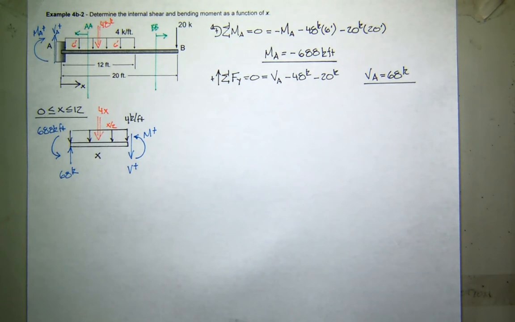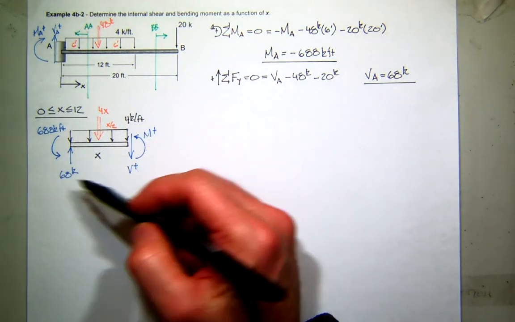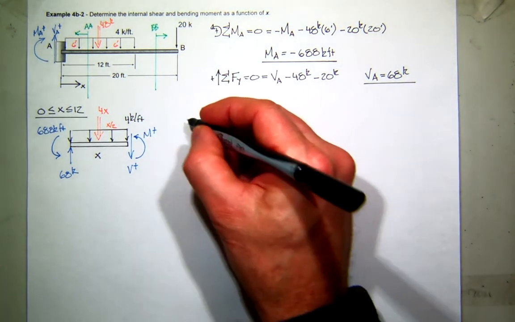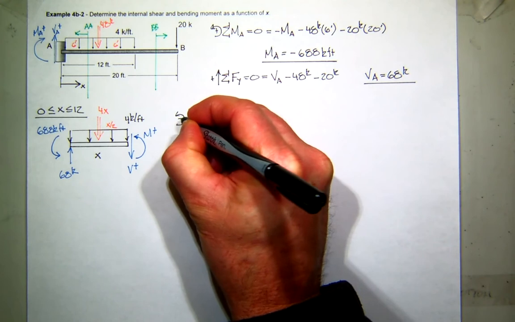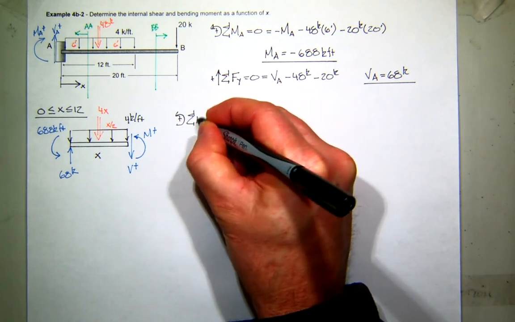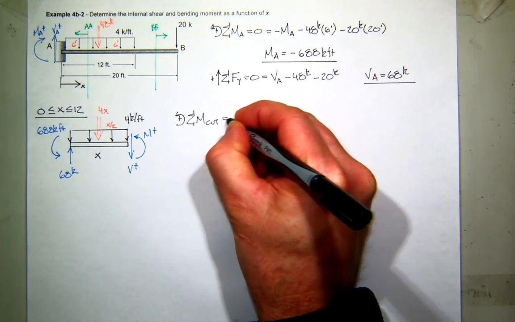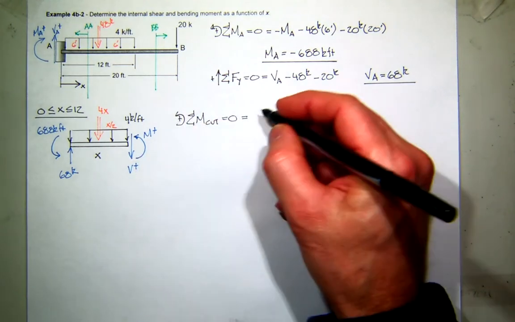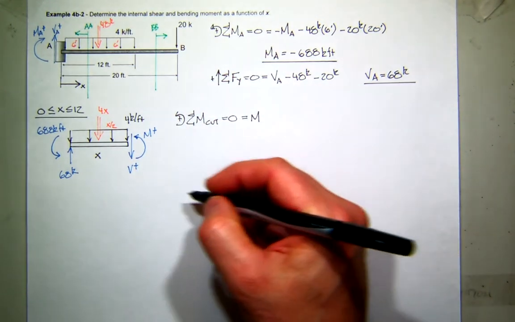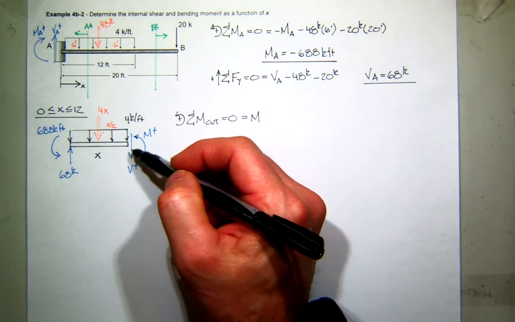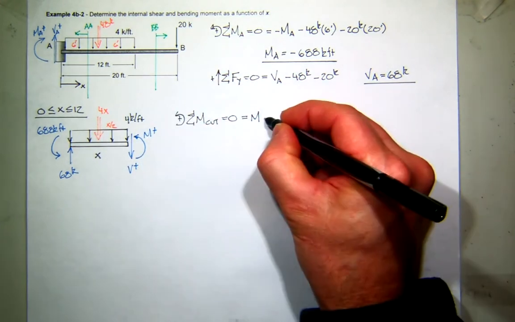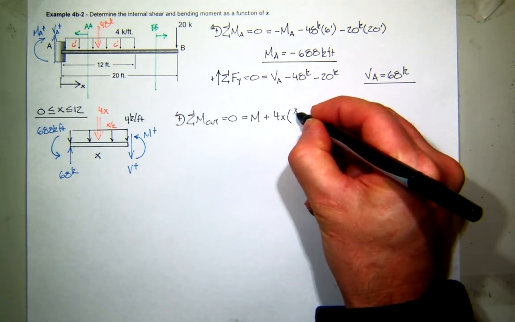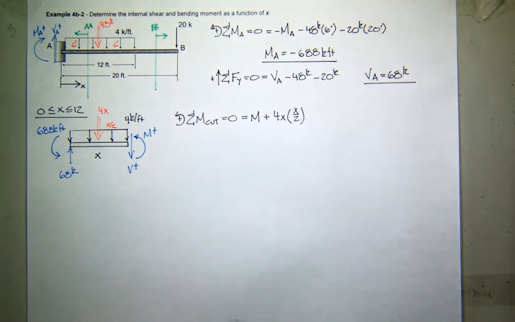I think I've got everything I need now. I can just put everything in equilibrium. So we'll start with the moment equation. So I'll sum moments at the cut, make sure it's equal to 0. This moment with my sign convention is a positive moment. The 4x force about the cut is also creating positive moment. So I have a force of 4x and a moment arm of x over 2.